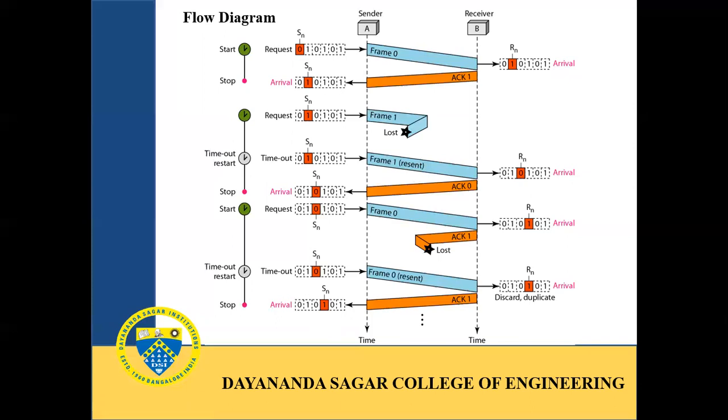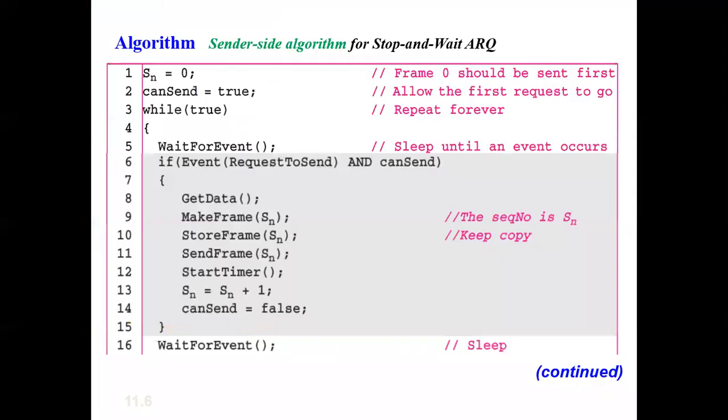If the acknowledgement is lost, or if the frame is lost, or if a duplicate frame arrives, what needs to be done? So we'll see the pseudocode for this stop and wait protocol. This is the algorithm that is there on the sender side. So on the sender side, there are 3 events happening.